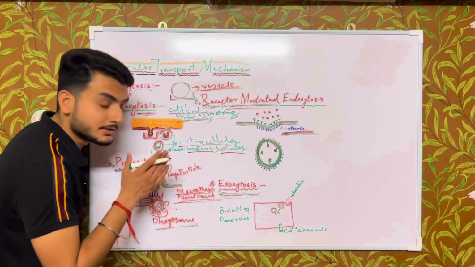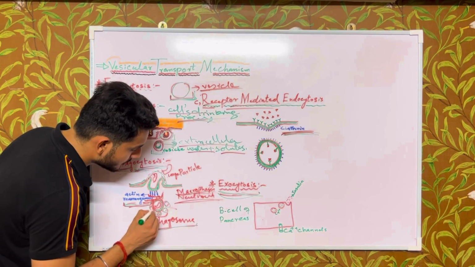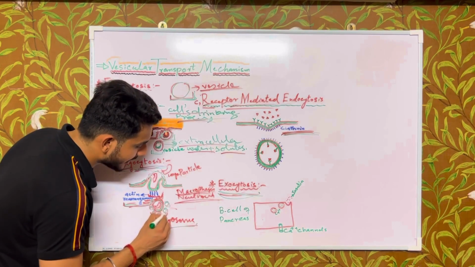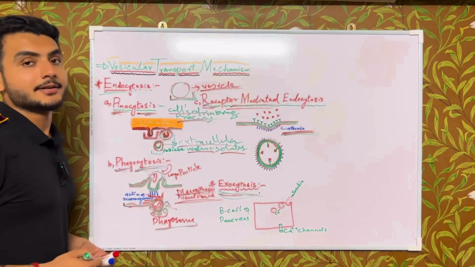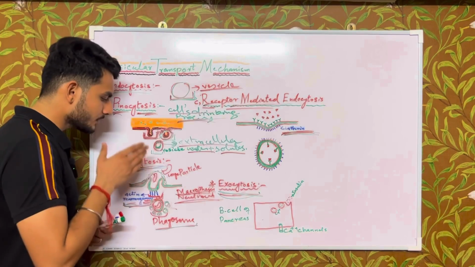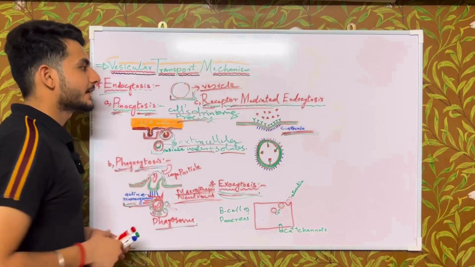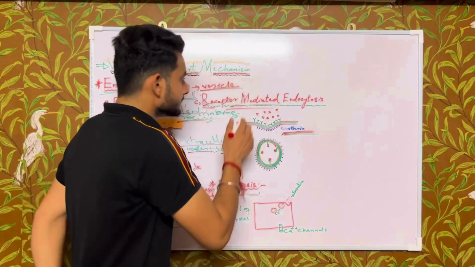This phagosome is then attacked by a lysosome, and the lysosome releases its enzymatic content and causes the digestion of the invading particles. So this was all about phagocytosis. Let's talk about receptor mediated endocytosis.